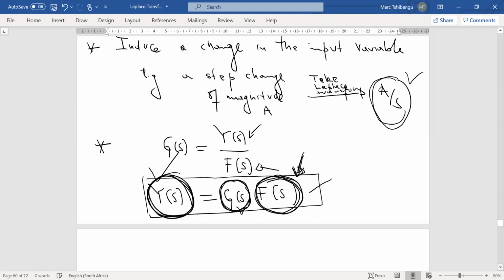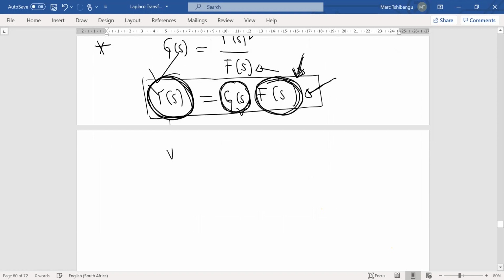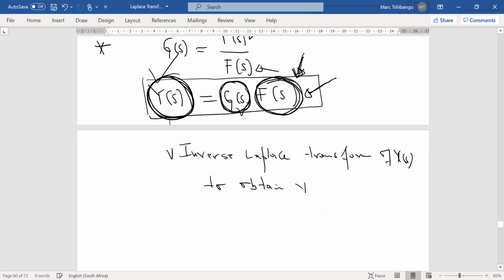Because once you induce a change in the input variable, you're going to get the output in the S domain, but to get the output in the T domain, you need to take the inverse Laplace transform of Y(s) to obtain Y(t). It's very important to note.